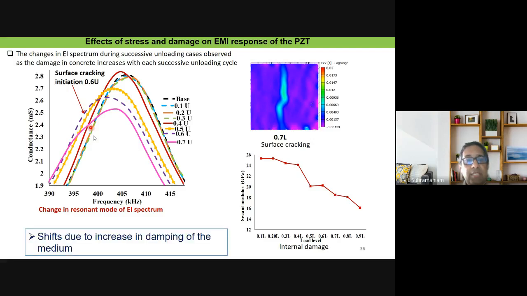The interesting thing to note here is that this change that we're seeing is because of an increase in damping of the material, and also because of an increase in compliance or a decrease in stiffness of the material. And we see that that basically produces a downward shift in the amplitude and a leftward shift in the frequency. So if you remember in the simulations that we had done, as we increased the damping of the material surrounding the PZT sensor, it produced a downward shift in the amplitude and a leftward shift in the frequency. So basically this is the right indicator that as damage increases, this is what we expect to see.